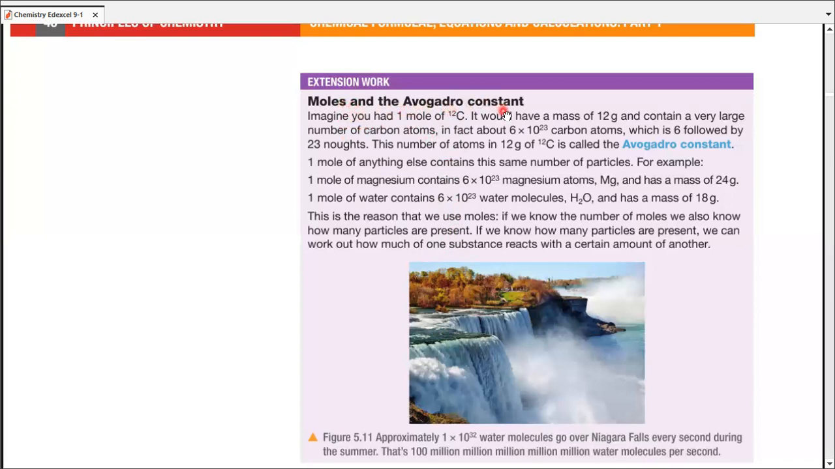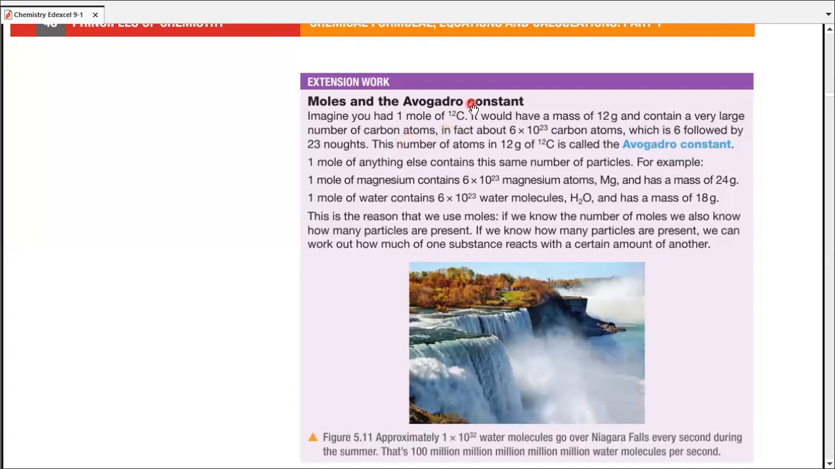The moles in Avogadro's constant. Avogadro's constant is actually a number. Avogadro is the name of the great scientist who came up with a number. Imagine you have 1 mole of carbon-12 isotope. Now, it would have a mass of exactly 12 grams, and it would contain a very large number of carbon atoms. Now, for you, it is almost impossible to calculate the number of carbon atoms.